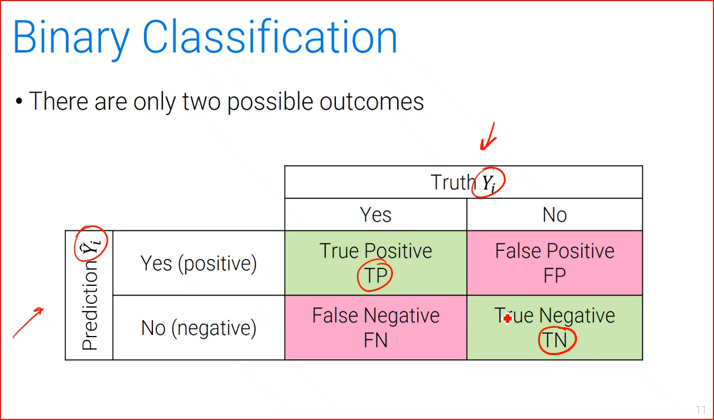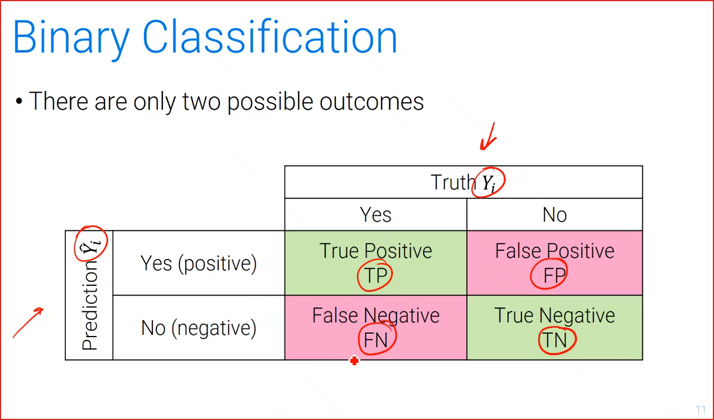But of course, the model could be wrong. And in reality, all models are making some kind of mistake all the time. And so we call it a false positive if the model predicted a yes, but in reality it was supposed to be a no. This is a false positive. And likewise, we have a false negative if the model predicted a no when it was supposed to predict a yes. So this is what we call a false negative.